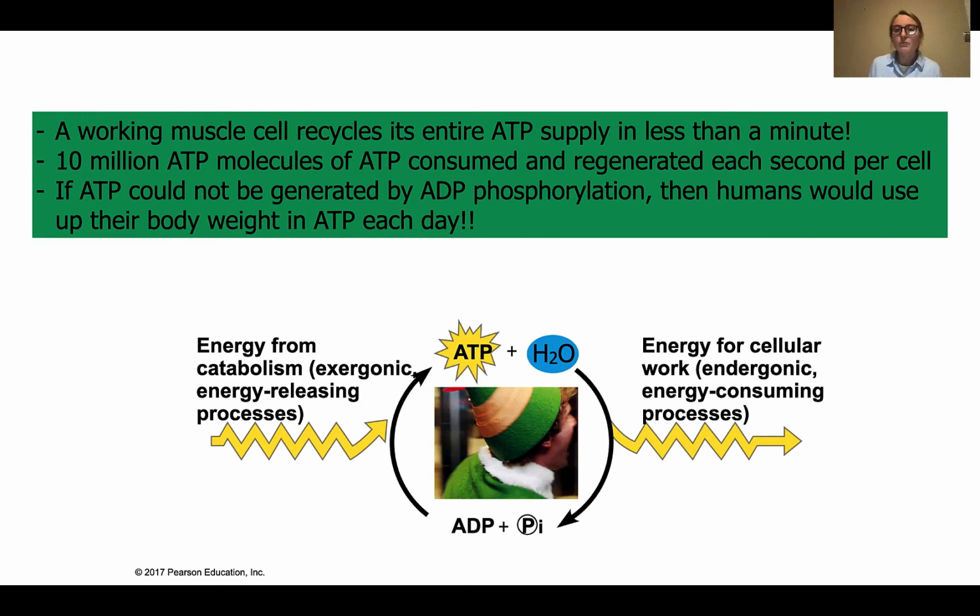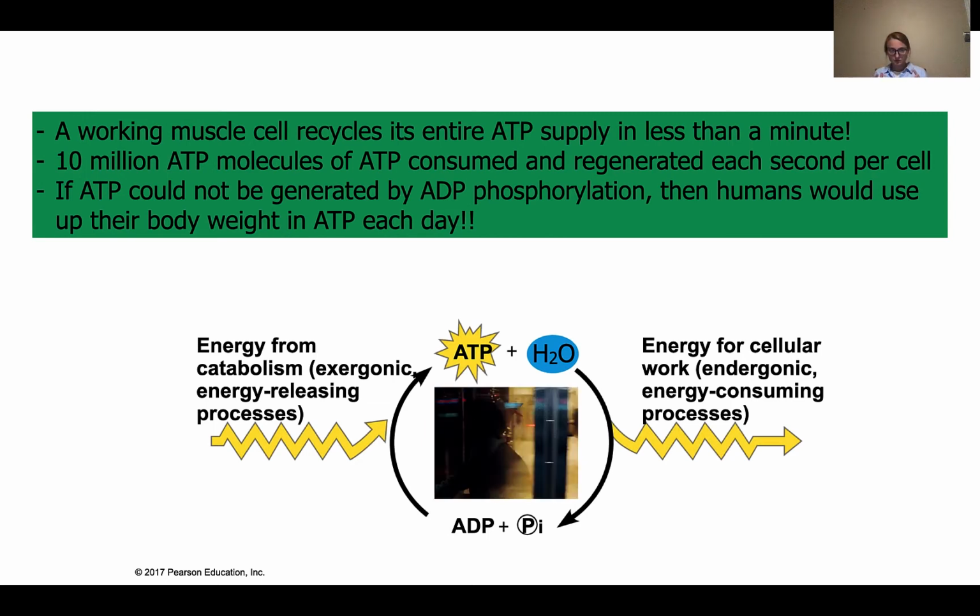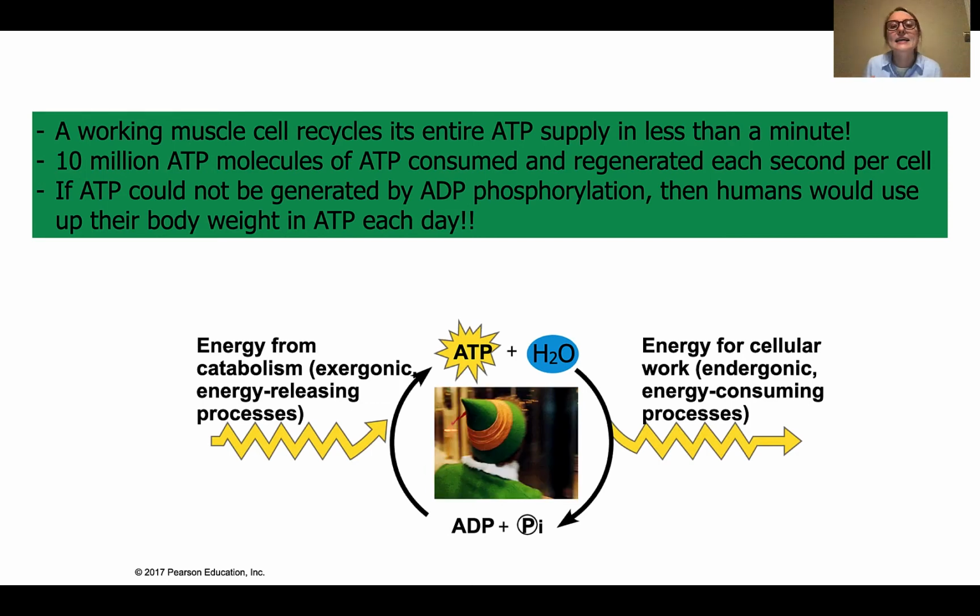A working muscle cell recycles all of its ATP in less than a minute. This is a really quick revolving door, okay? There's a typo there, but 10 million molecules of ATP are consumed and regenerated each second. Again, really fast revolving door here. And if ATP could not be generated by adding that phosphate group to ADP, if we couldn't phosphorylate ADP, then humans would use up to our body weight of ATP each day.